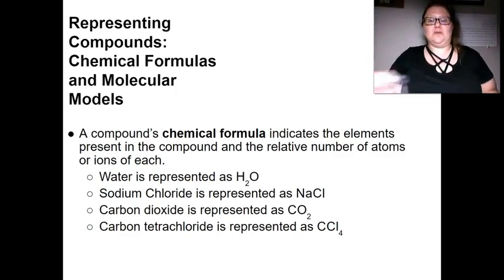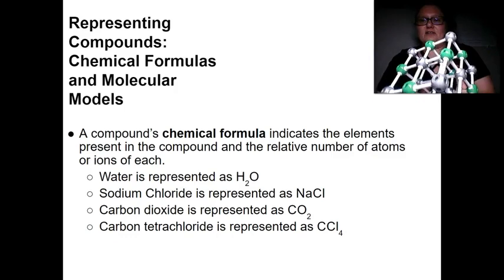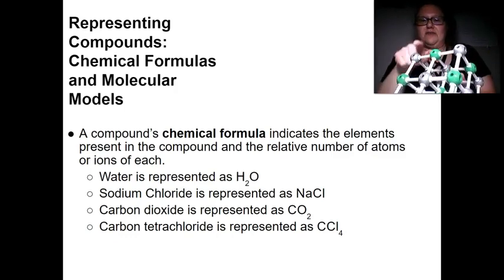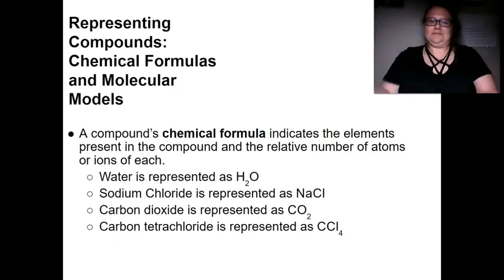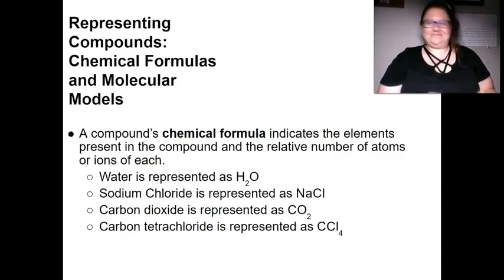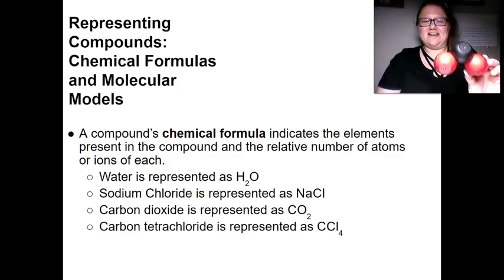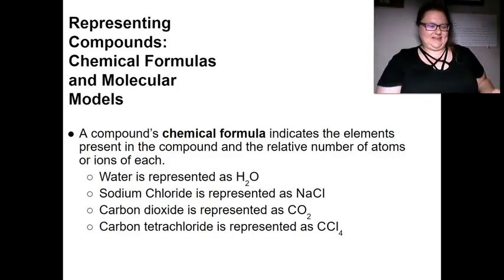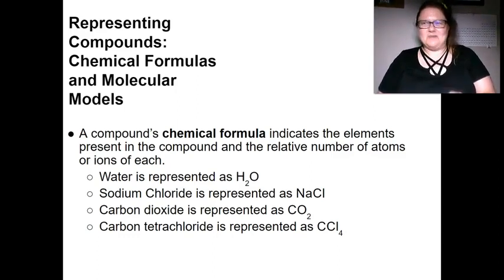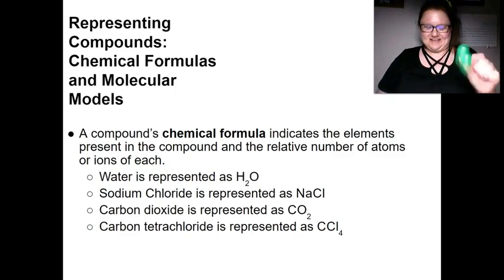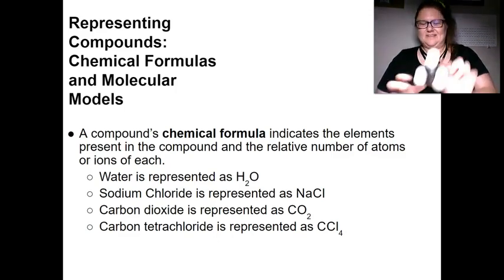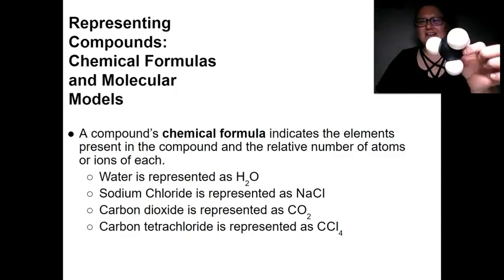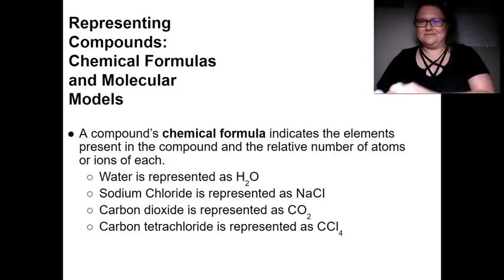Sodium chloride, the formula is NaCl, because if we look at sodium chloride, for every 1 sodium, there is 1 chlorine. Carbon dioxide, 1 carbon for every 2 oxygen. And CCl4, okay, so a little limitation here. In my model kit, I only have 2 chlorines that came with it, so I'm going to make it with hydrogens. Imagine all the white are green for chlorine, but this would be CCl4 or carbon tetrachloride.